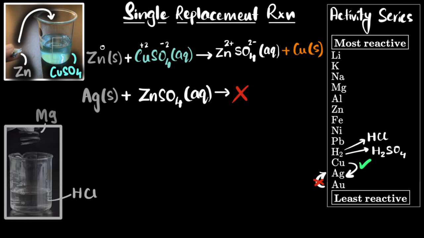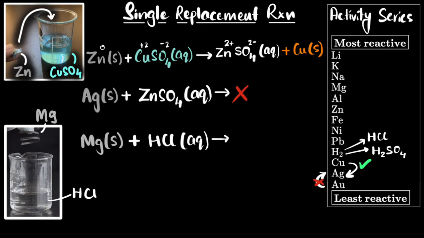Suppose I take magnesium and put it in hydrochloric acid. What do you think will happen? Again, pause and try. Here goes. We're adding magnesium solid to HCl, which is the aqueous solution. The question I ask myself is, can magnesium replace hydrogen over here? Here, hydrogen is the cation. So can it replace hydrogen? For that, I go back to my activity series and I see magnesium is on top of hydrogen. So yes, it can replace hydrogen.